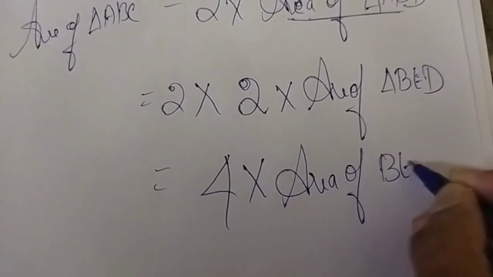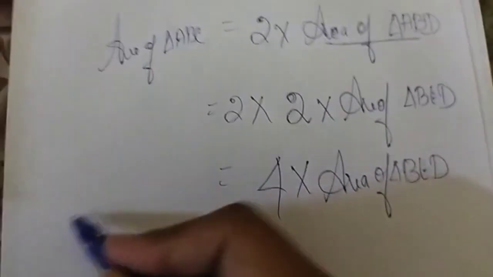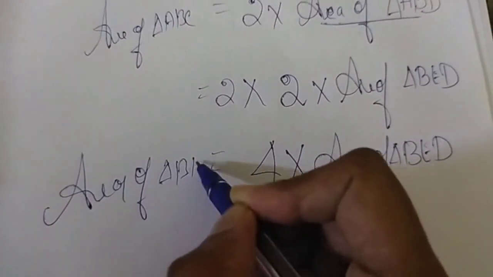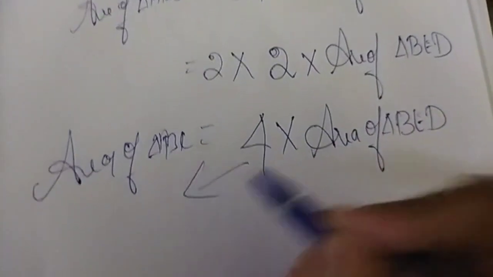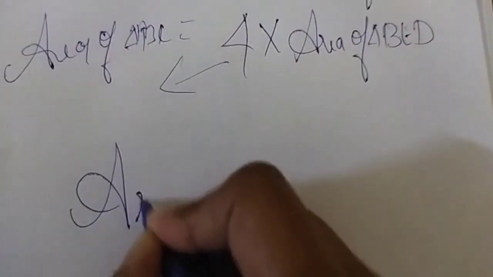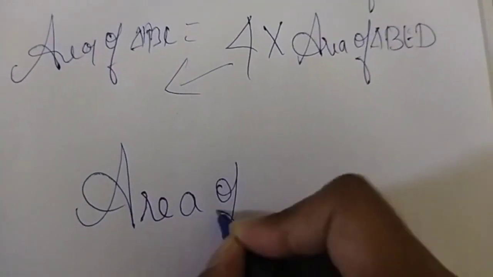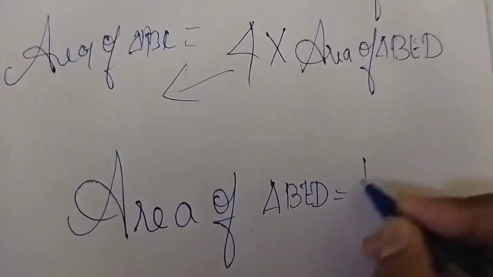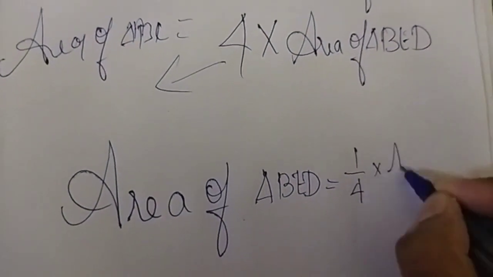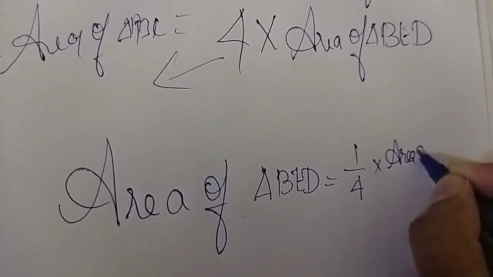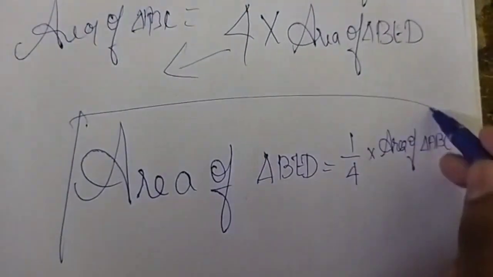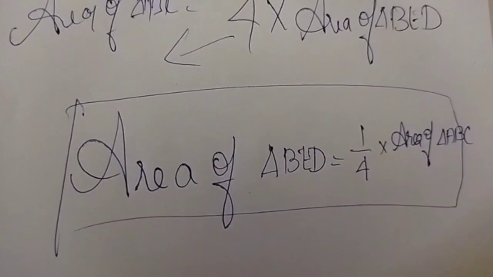So here area of triangle ABC, if I bring 4 this side it becomes division. So area of triangle BED is equal to 1 by 4 into area of triangle ABC. So option D is the correct answer. Let's go to the next sum.